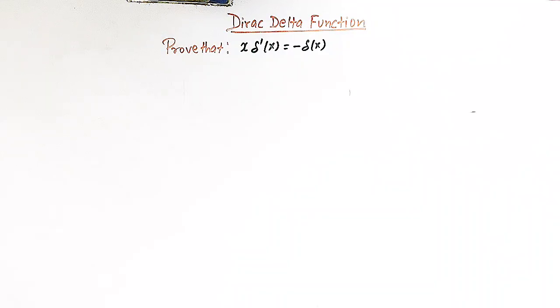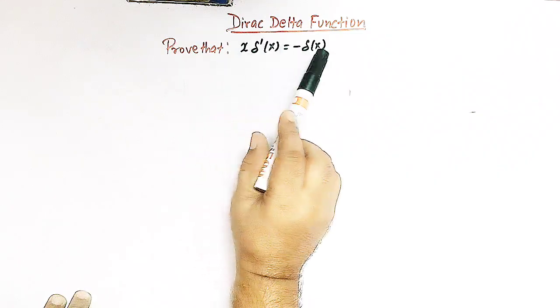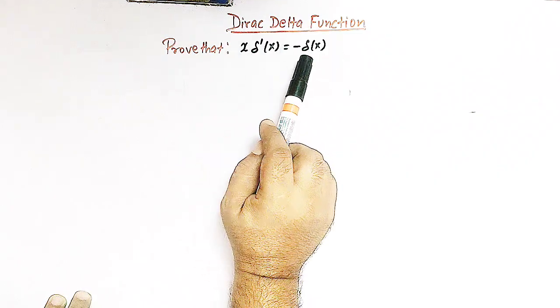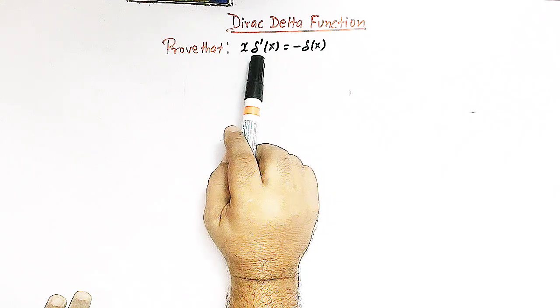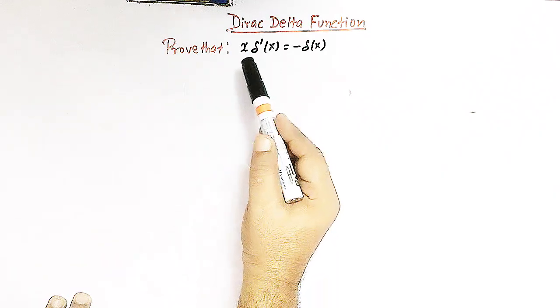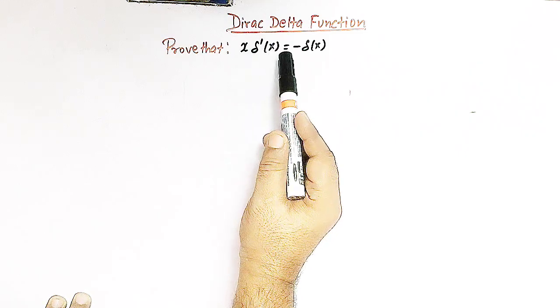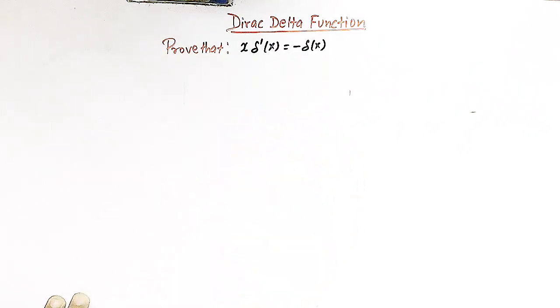Hello viewers, in today's session we are going to discuss one important property of the Dirac delta function, and we are going to prove this property involving the delta function and the first derivative of the delta function. So we'll prove that the product of x and delta prime of x is equal to negative of delta x. So let us start.